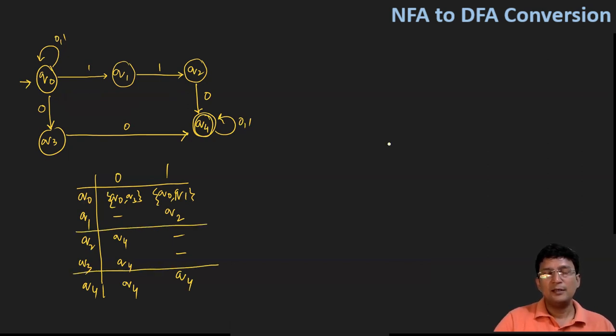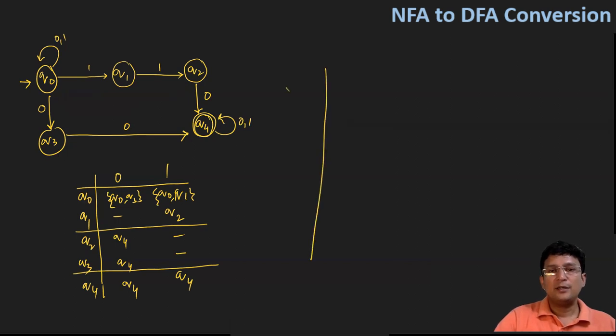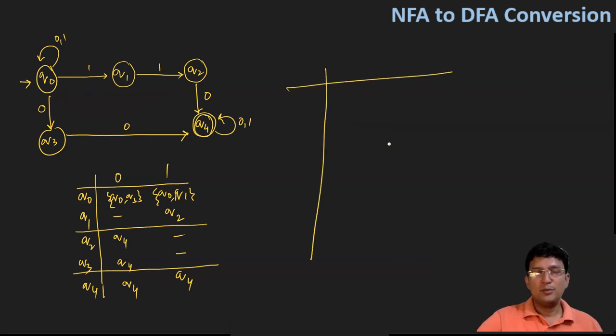Based on this, we'll try to find out the transition table of the DFA. It's going to be a big one, so we will have to keep patience. We'll start with Q0. And here, the final state is Q4. So any other state in the DFA that contains Q4 will be a final state. So now 0 and 1.